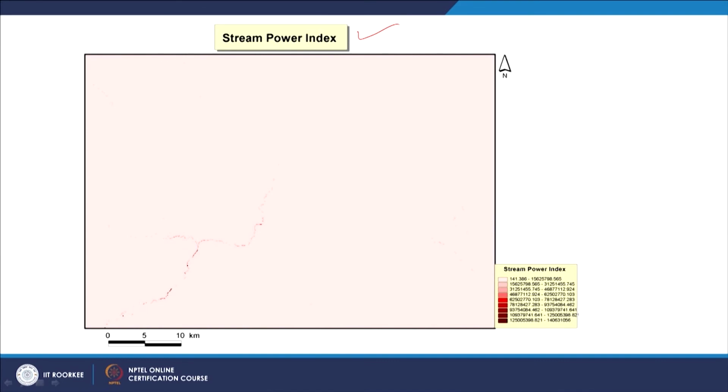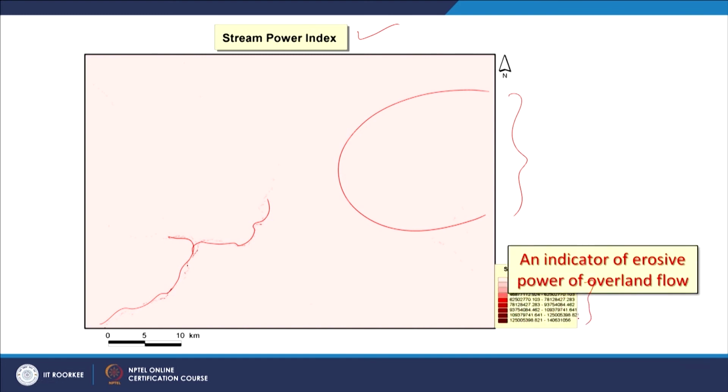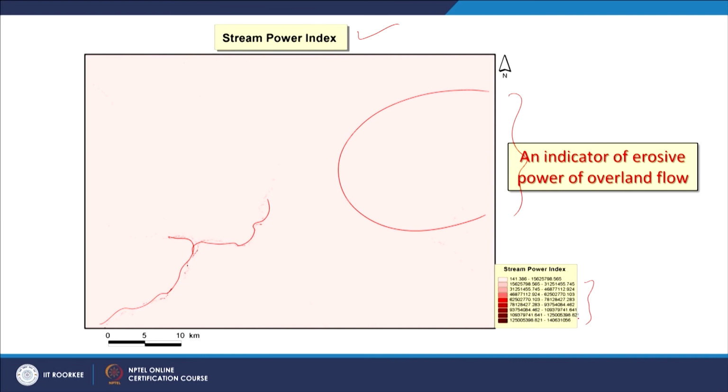Now, this is again the same digital elevation model subjected to stream power index. You can see that here the stream power is very high relative to other parts of this watershed. Visually, we are finding that this area has almost the same value, but it is not true. There are values which are varying. If you zoom in and use the identification tool, you would find that each cell is representing a different stream power index. So, basically the stream power index is an indicator of erosive power of overland flow, that is surface runoff.